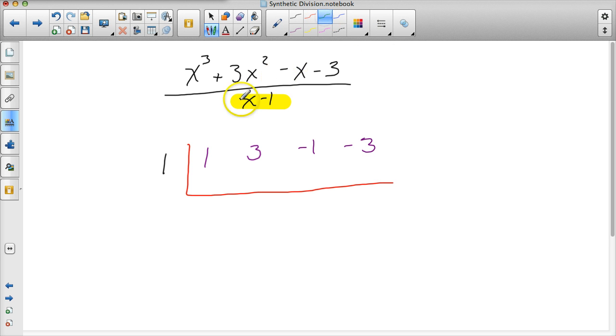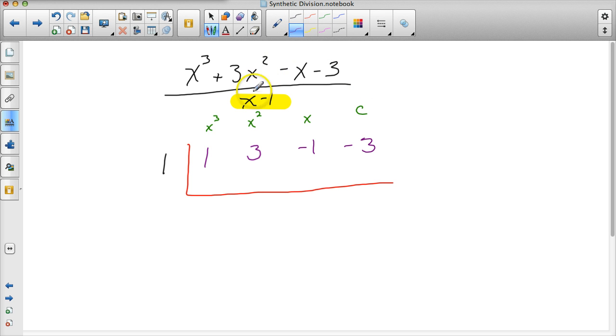In case you were unsure, let's check one more time. This is our x cubed term. This is our x squared term. This is our x term. And this is our constant. We don't have to write these variables and the constant above this. I'm doing that just to demonstrate.